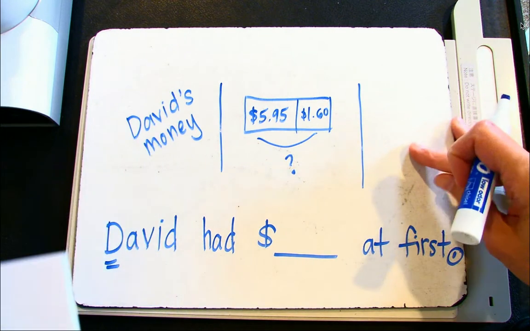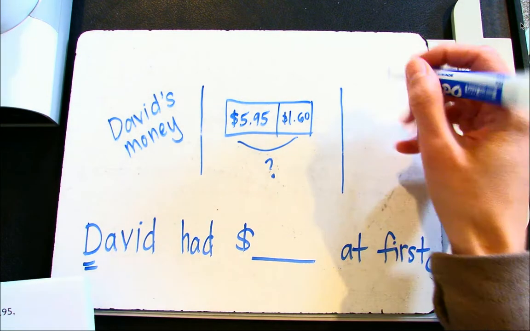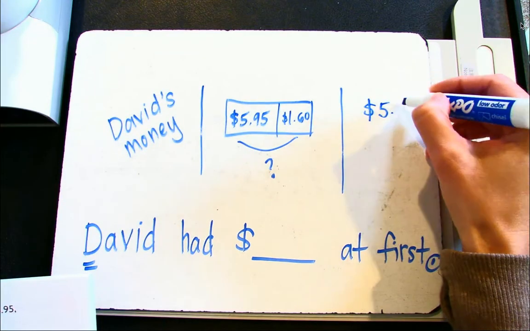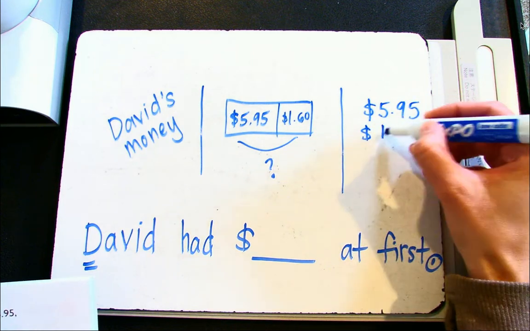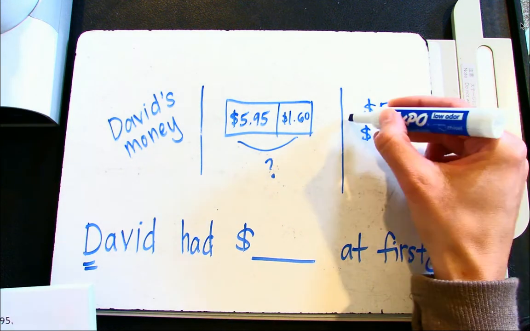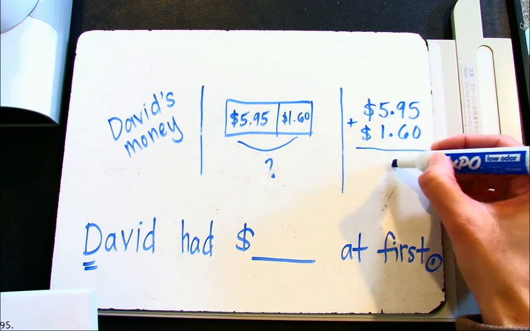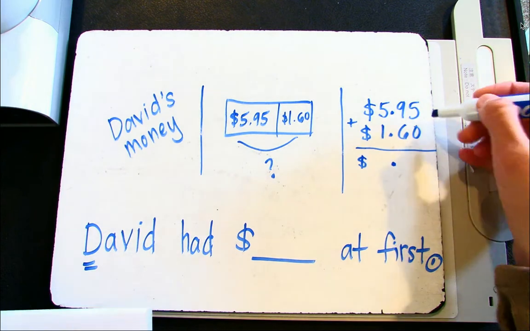And then we can go ahead and find our answer. So we can work our computation over here to the right. So I'm going to line up my problem here. So $5.95 plus $1.60. I'll make sure I've lined these up, put my decimal point here so I don't have to do that at the end. I'm going to go over here, the ones.